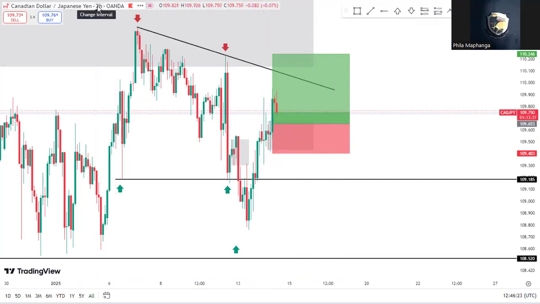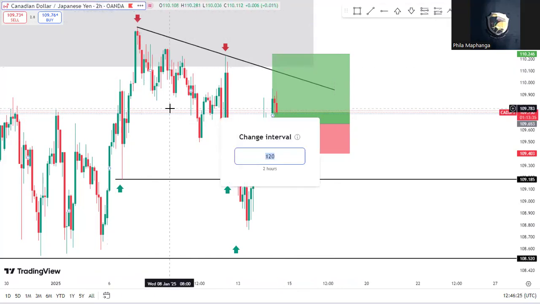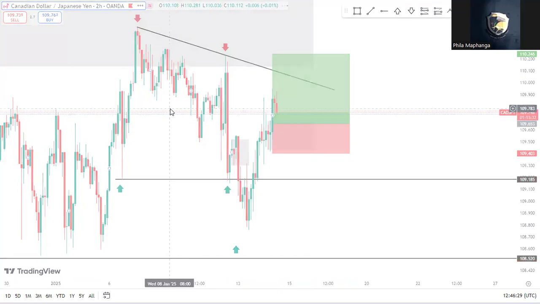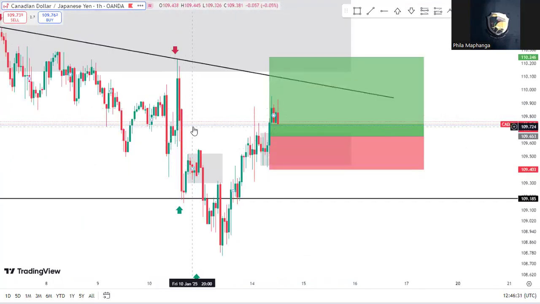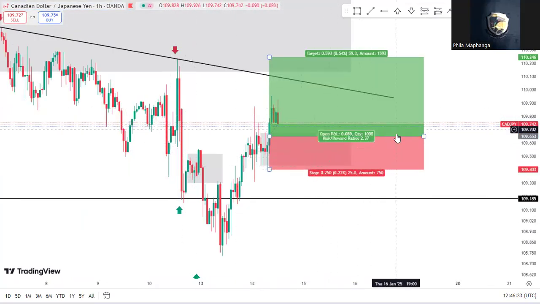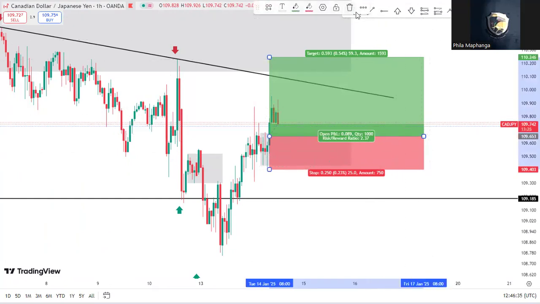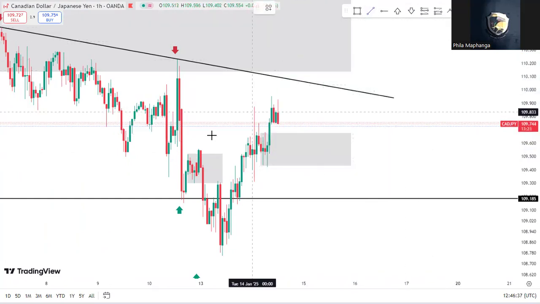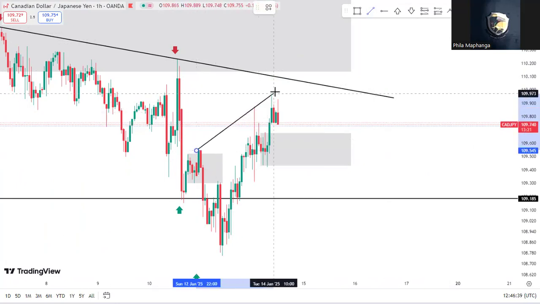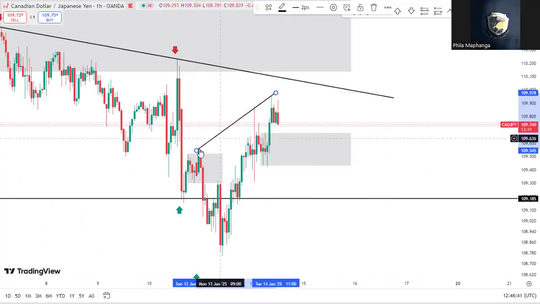Let's check on the 1 hour time frame. What is it we have? This one is very much interesting, guys. Take your time when you analyze. Don't just get in and buy just because you want to buy. Take your time to observe. Let's quickly review. Here's your trend line.